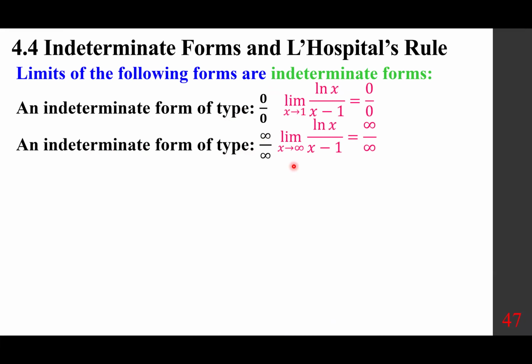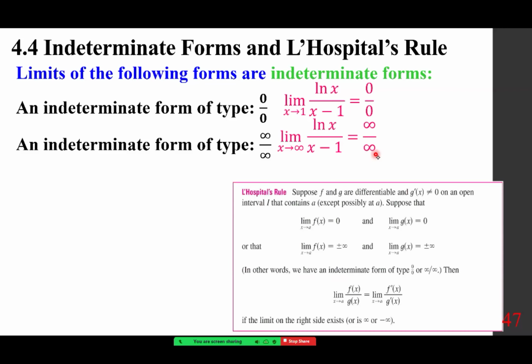Example, the limit of ln x over x minus 1 as x approaches 1. If you plug in, you get ln 1, which is 0, and 1 minus 1 is 0. So this is 0 over 0. So that's an indeterminate form. Infinity, ln of infinity is infinity, over x minus 1 as x approaches infinity. So it's infinity over, by the way, infinity minus 1 obviously is infinity. So those are indeterminate forms.